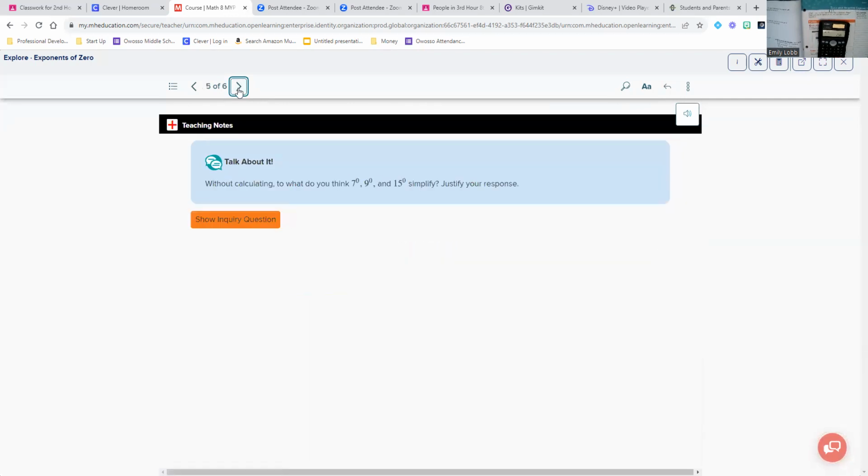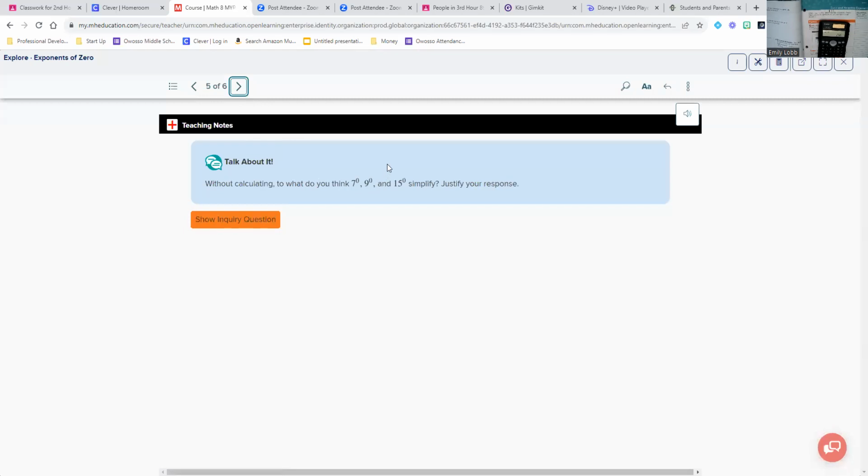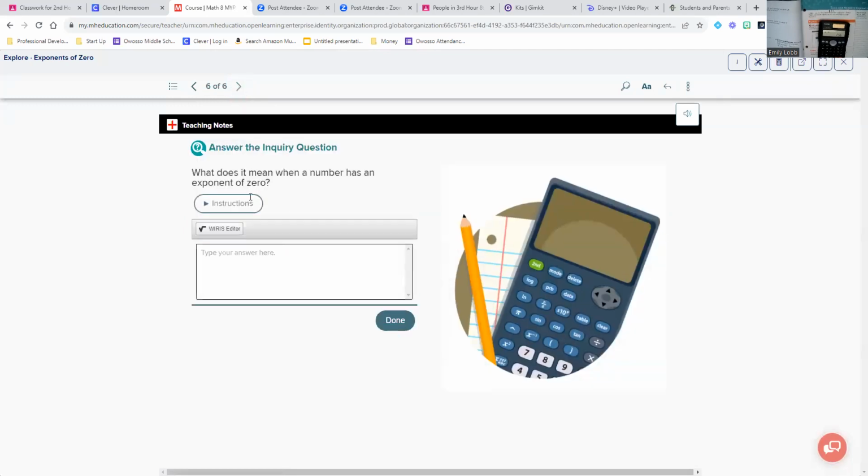So here's what we know. Without calculating, what do you think 7 to the power of 0 simplifies to? Zach? 0. No, not 0. What did we just find them all? 1. So 9 to the power of 0 means that is 1. And 15 to the power of 0 also means it is 1. So what does it mean when a number has an exponent of 0? It means that that simplifies to 1.